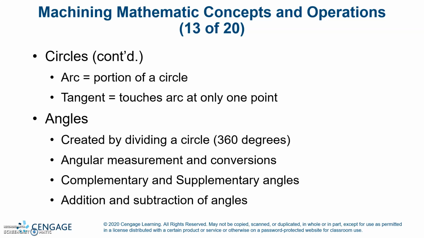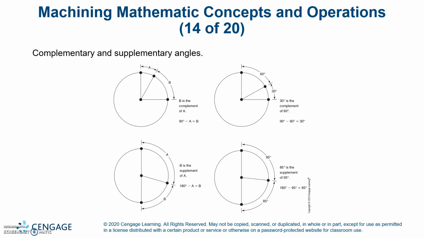Angles are created by dividing a circle into 360 degrees. Angular measurement and conversions: complementary and supplementary angles, and addition and subtraction of angles. B is the complement of A. So if it equals 90 degrees, one will be the complement and one will be the supplement. Complement equals 90, supplement equals 180.